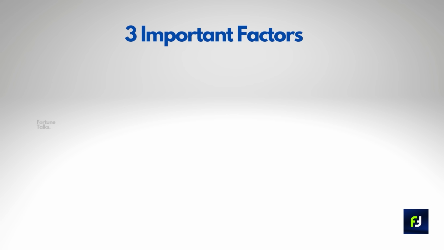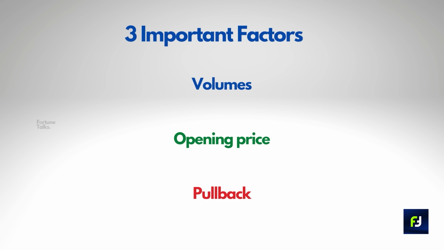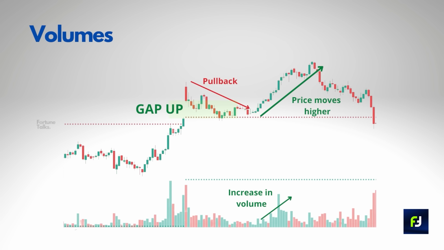So there are 3 main factors we have to monitor to determine whether the gap is real or a trapped gap. These 3 factors are the volume, opening price and the pullback to a particular level. Let's talk about the volume briefly. It is important to watch the volume carefully when determining if a gap is valid or not. For example, if a stock gaps up, and the volume is also high and the price remains above the opening price after the morning pullback, it is an excellent sign that the stock can go further on the upside.